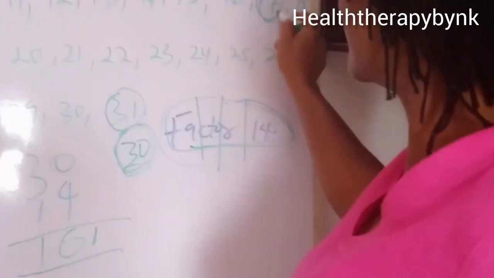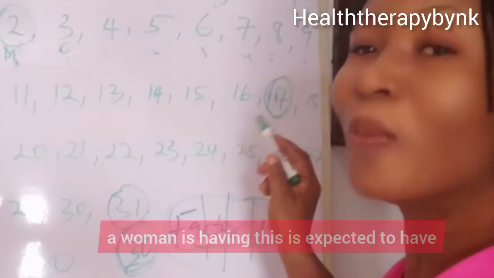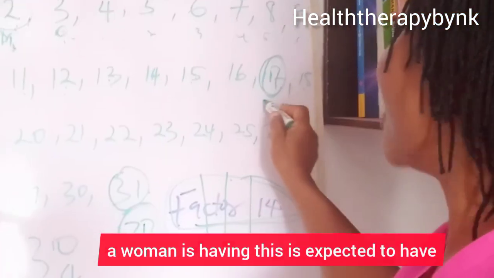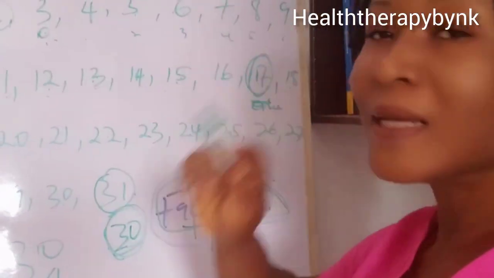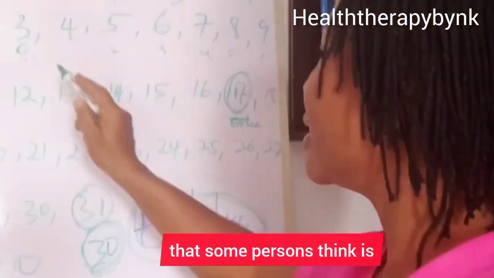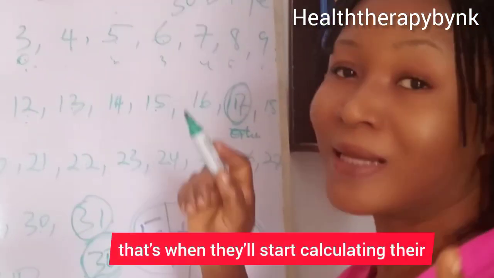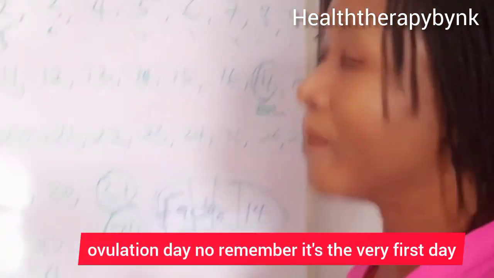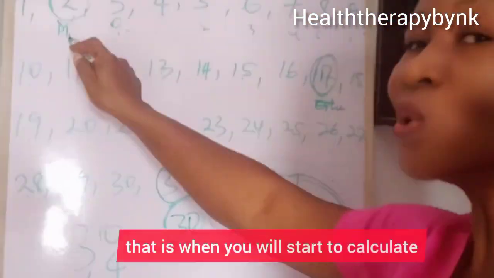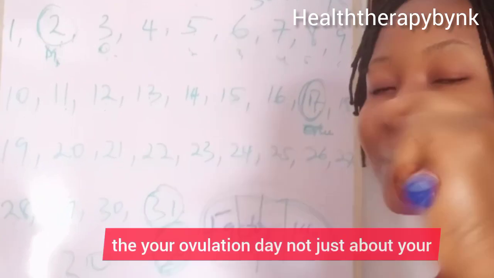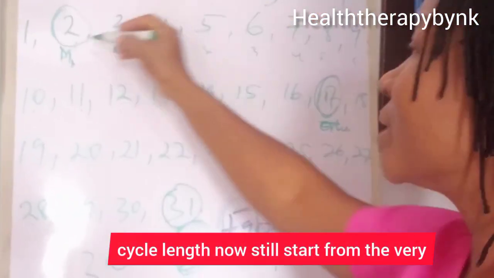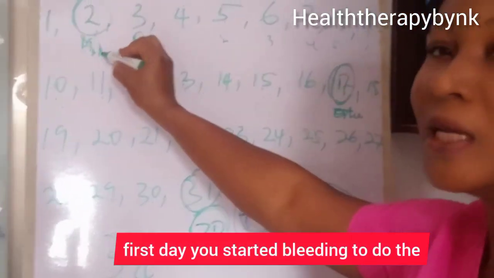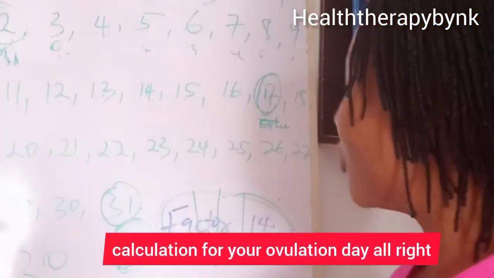So on March 17, this particular cycle, a woman is expected to have ovulated on day 17. See, another mistake is that some persons think that when they stop bleeding, that's when they start calculating their ovulation day. No, remember, it's the very first day that you start to calculate your ovulation day. It's not just about your cycle length. Still start from the very first day you started bleeding to do the calculation for your ovulation day.